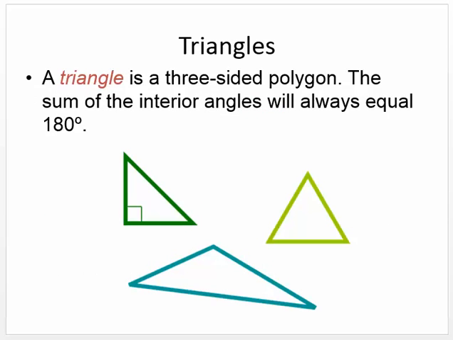A triangle is a three-sided polygon. The sum of the interior angles will always equal 180 degrees.